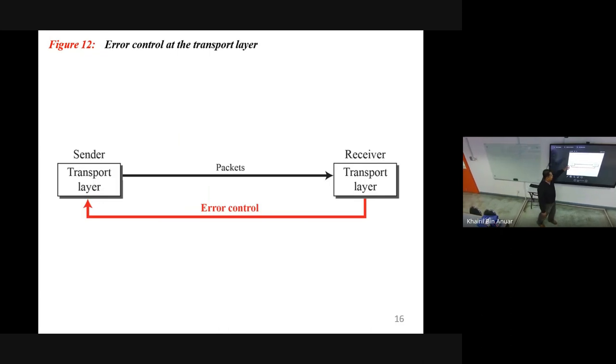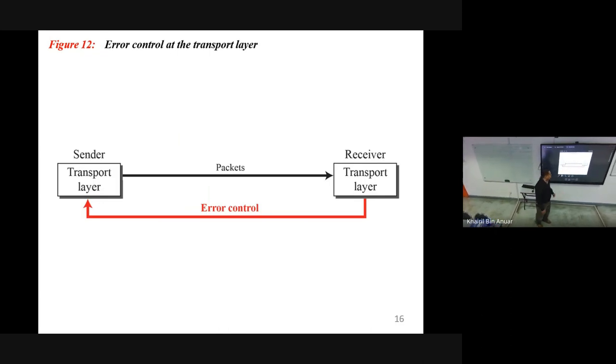Then we separate flow control and error control. For error control, when the packet is received, we can check whether it is okay or not. So for error control, you have just one flow: you receive the packet and then you give feedback to the sender on whether it is okay or not.